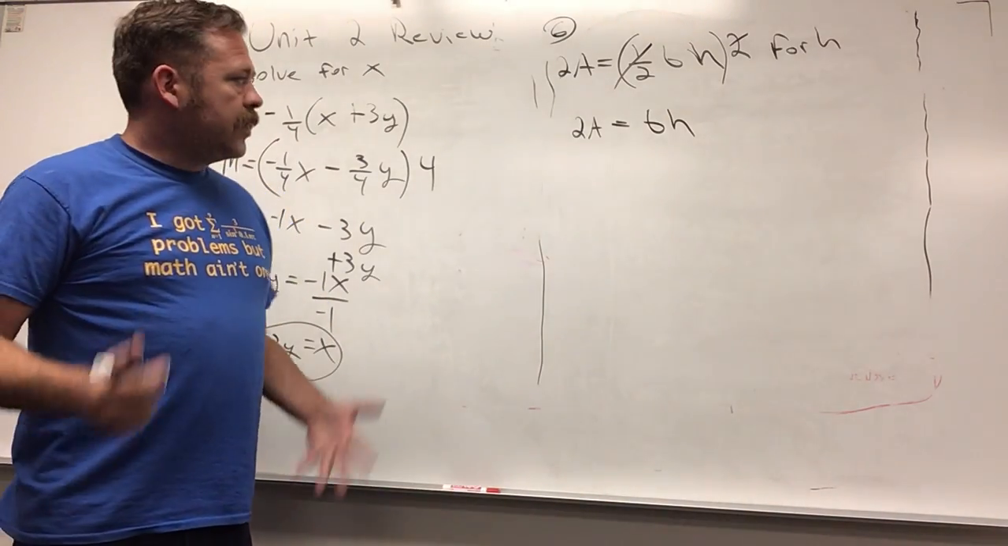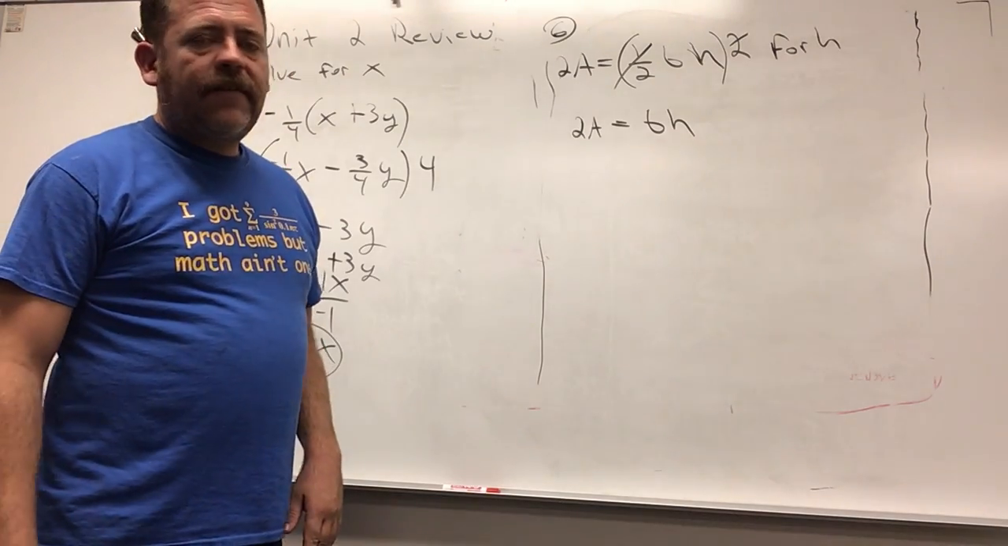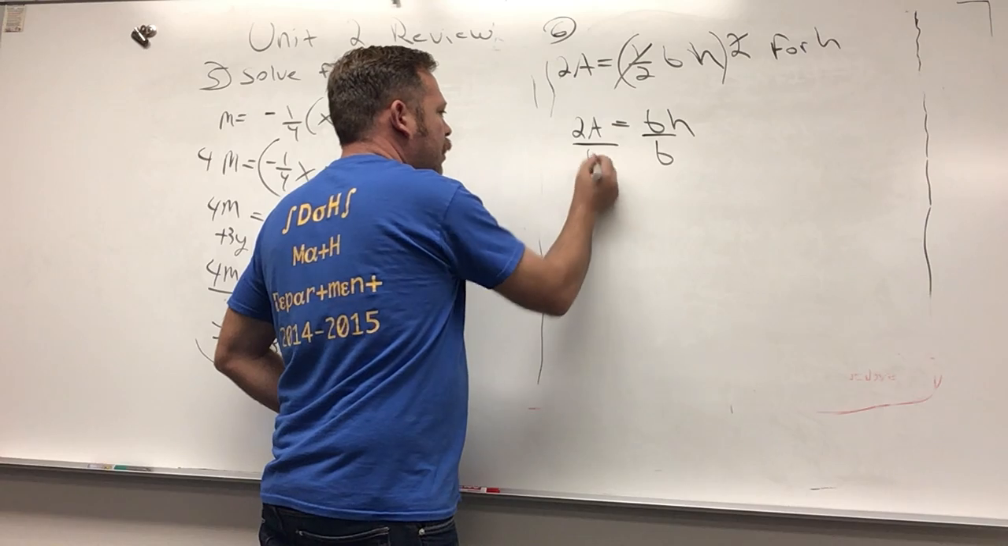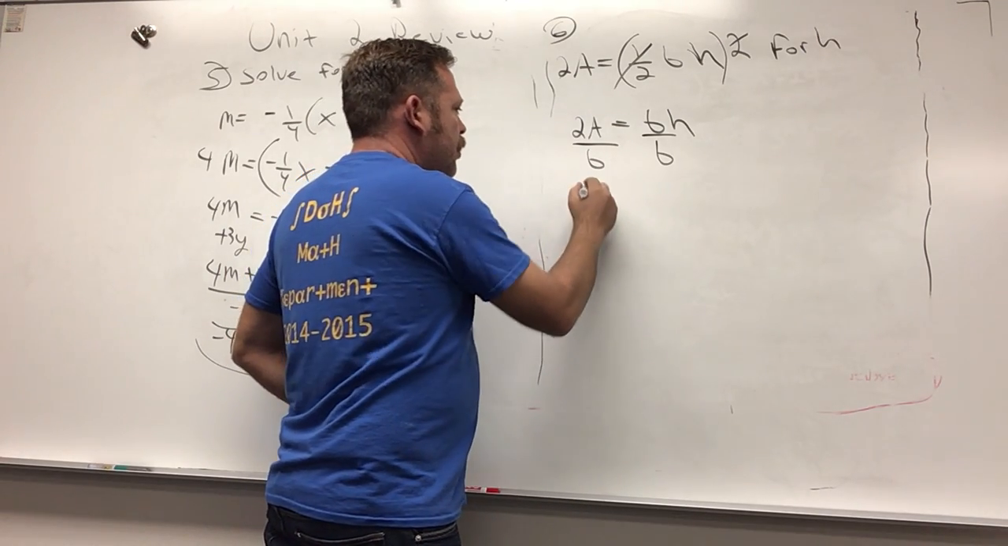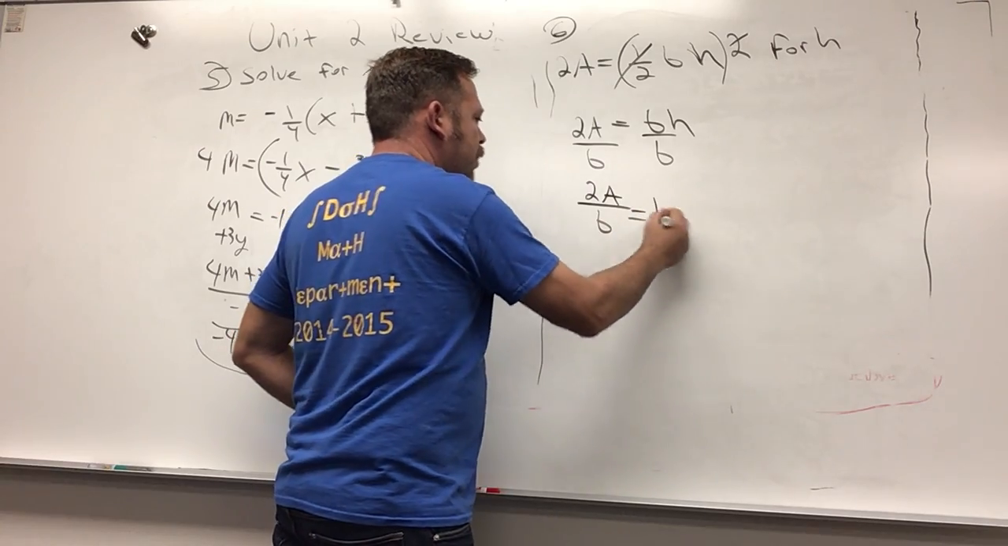And then I just need to continue to get h by itself, and h is being divided by b, so I'll divide by b, okay? And then I get 2a over b equals h.